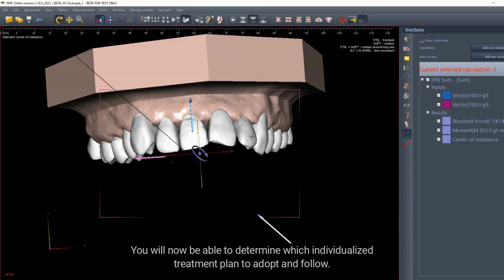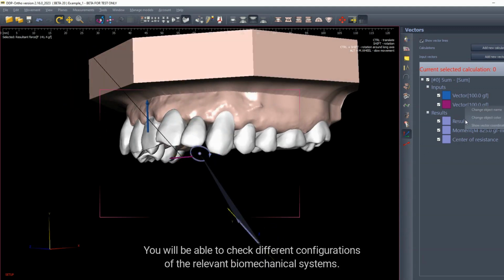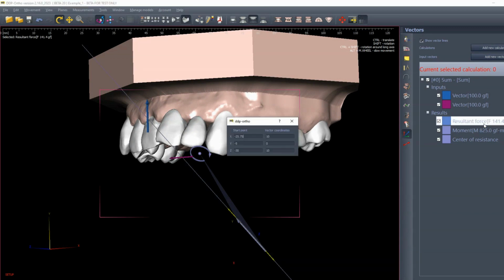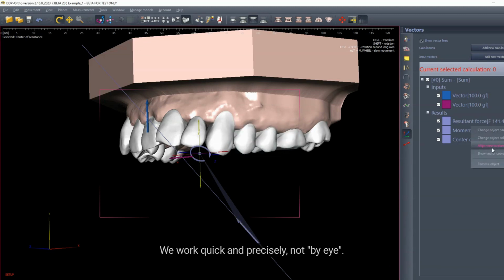You will now be able to determine which individualized treatment plan to adopt and follow. You will be able to check different configurations of the relevant biomechanical systems. You will be able to check how important accuracy and precision are when using braces. We work quickly and precisely, not by eye.